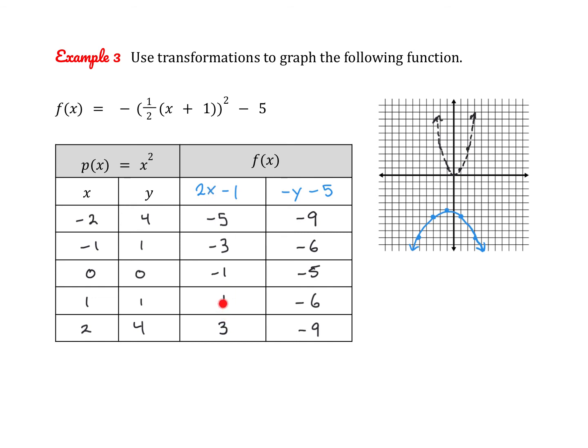Okay, so you can see that I've applied those changes, and these are my new coordinates. So then I can just plot these coordinates, so -5, -9, -3, -6, -1, -5, 1, -6, and 3, -9. And you can see that we do have that horizontal stretch by a factor of 2. So our graph is wider. It's been reflected vertically, and then it's been shifted to the left and down. So you can see that all of our transformations are correct.